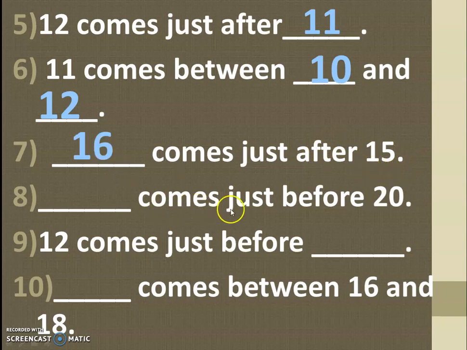16. Dash comes just before 20. Before 20 it is 19. 12 comes just before 13. Yes. And dash comes between 16 and 18. Between 16 and 18, what number is that? It is 17. Okay.